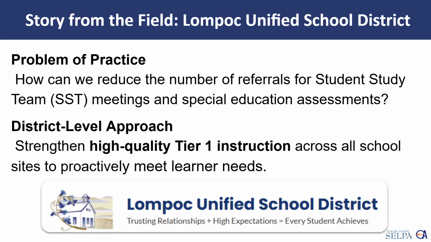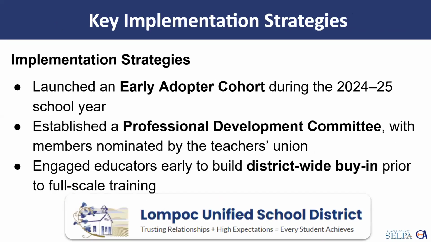And they were really focused on specifically targeting that tier 1 instruction. So how can we reduce those? By really focusing on that high quality instruction, tier 1. So some strategies they utilized that I thought were really unique and important were they started with an early adopter cohort during the 24-25 school year, and really made sure this was something that they had a lot of buy-in in from some specific teachers across the campus.